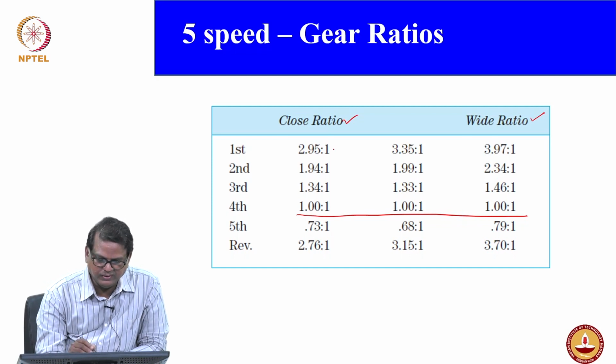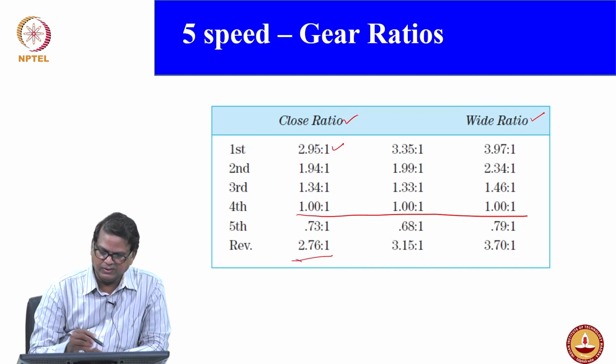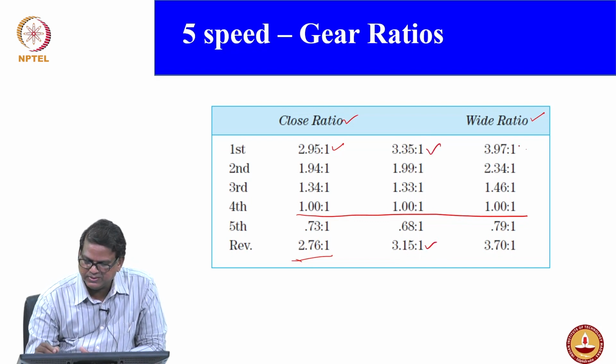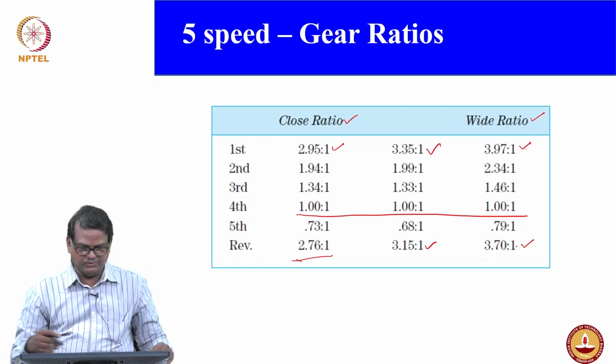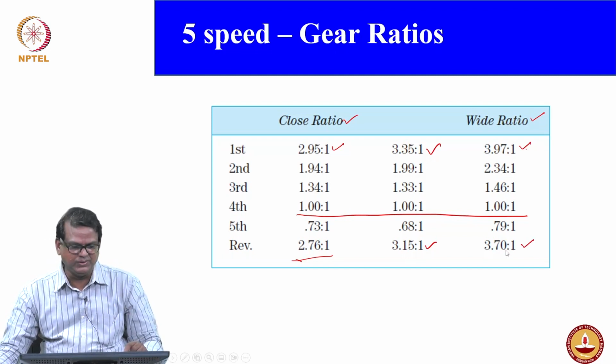You can look at here, this is 2.95:1, here is 2.76:1, 3.35, 3.15, then 3.97 and 3.0. Usually equal to or lesser than; you do not want to go beyond that, for safety and to avoid any catastrophic failure during reversing.